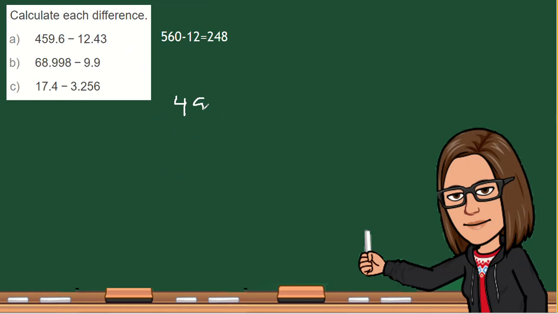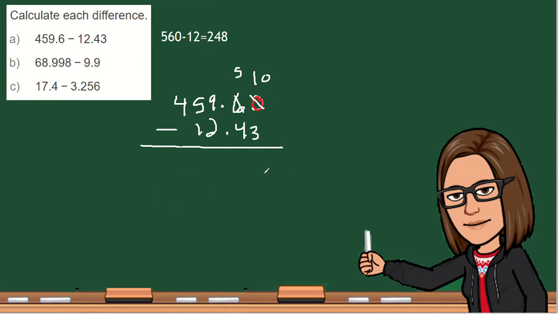So 459.6 minus 12.43. Again, you have to line up your decimals, and if there's not a number in one of them, you're going to have to add a 0. So I added a 0 here. Right here is where I added my 0 because there was no number there. You can add as many zeros as you need. So now let's subtract it. I need to regroup. This 0 is going to become a 10, and the 6 is going to be 5.